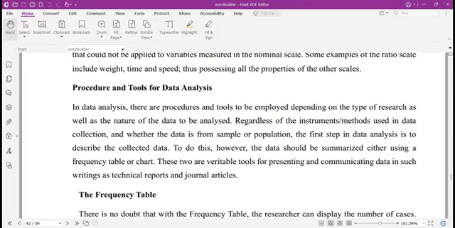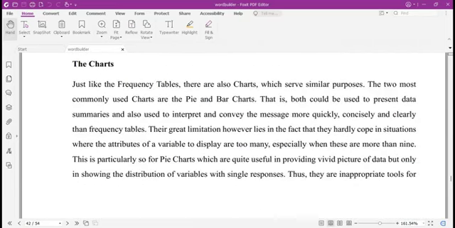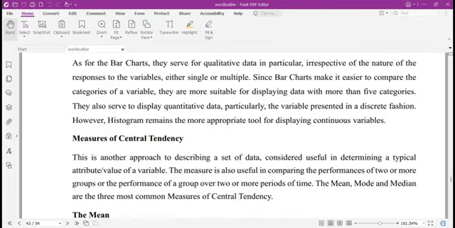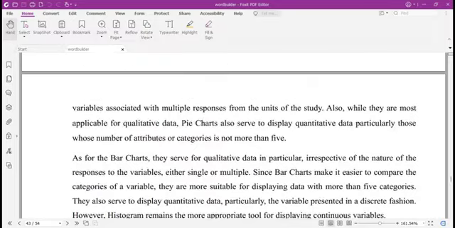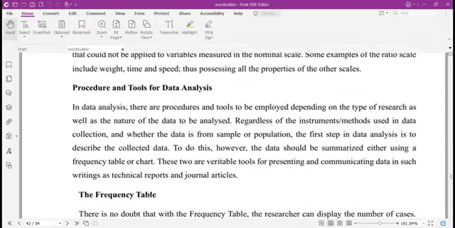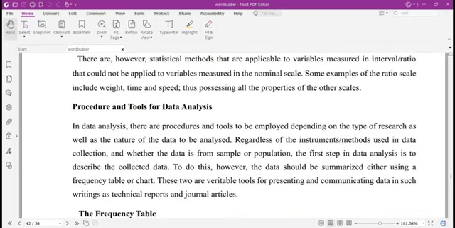Remember last class we said we'll be doing some calculations today. We'll be going back to this procedure and tools for data analysis, where we'll be talking about the frequency table, the charts, the measures of central tendency, talking about the mean, median, and mode, and all the rest of them. Procedure and tools for data analysis.